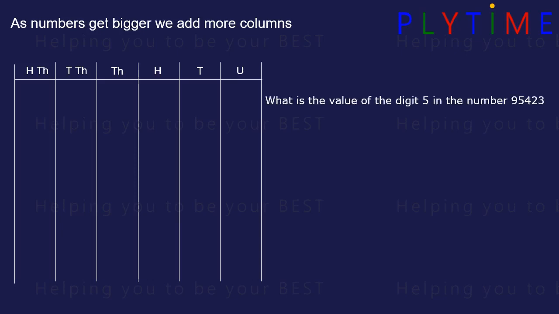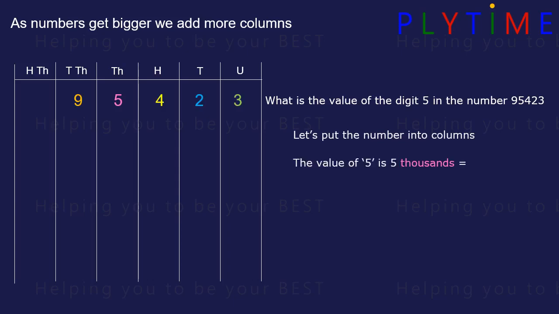What's the value of the digit 5 in this number? Let's put the number into our columns. Look at the 5, it's 5,000s or 5,000.